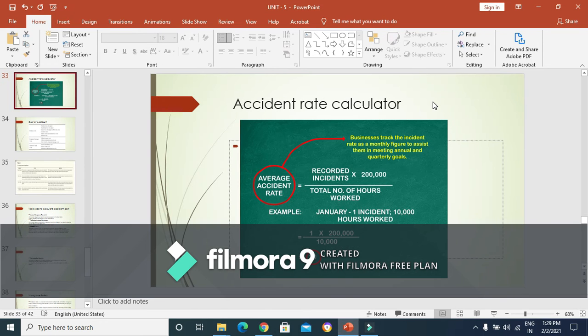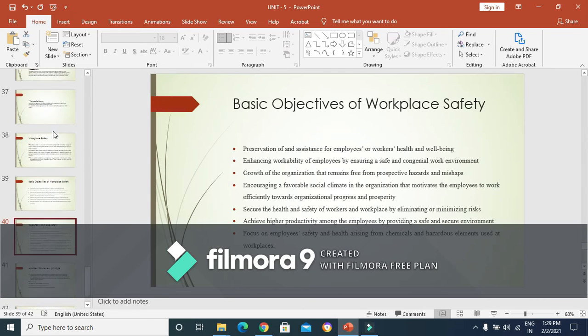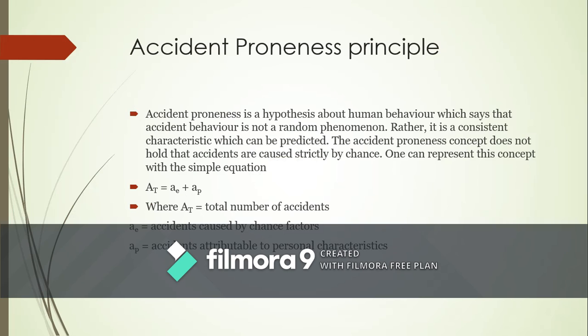One more important concept I just want to add here. As you know, just now we have discussed the accident rate calculator. It is about how to calculate average accidents in an organization. To add further, there is one principle called accident proneness principle, and today we are going to discuss this. This will be the last thing. What is the accident proneness principle?